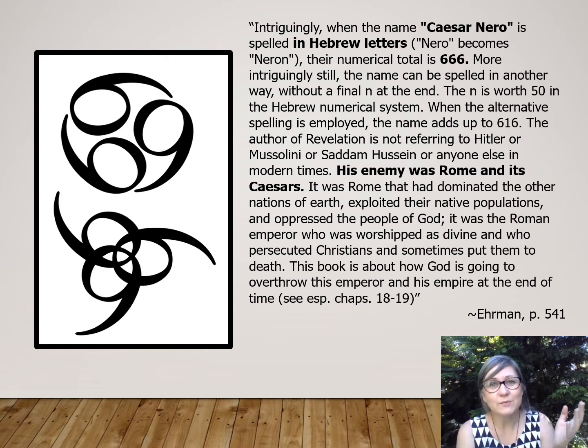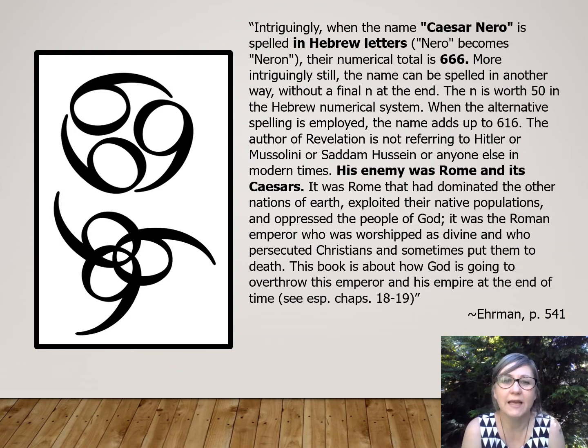So that's what Ehrman's getting at in this quote. He says, the author of Revelation is not referring to Hitler or Mussolini or Saddam Hussein or anyone else in modern times. His enemy was Rome and its Caesars. It was Rome that had dominated the other nations of earth, exploited their native populations, oppressed the people of God. It was the Roman emperor who was worshipped as divine and who persecuted early Christians and sometimes put them to death. This book is about how God is going to overthrow this emperor and his empire at the end of time, which was supposed to be really soon. That's page 541 of your textbook.